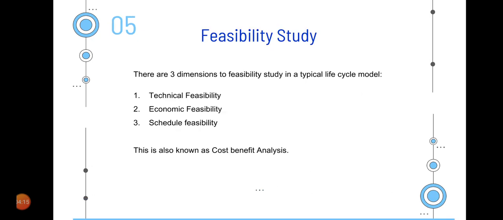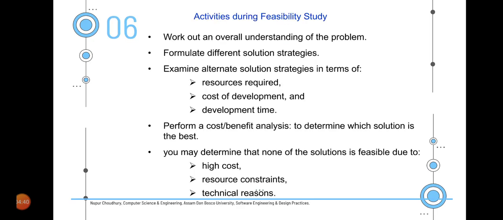To begin with the first phase, which is the feasibility study phase, it is classified into three major dimensions. The first is the technical feasibility, the second is the economic feasibility, and the third is the schedule feasibility. We also do a cost benefit analysis related to the entire project during the feasibility study phase itself. Now let's look at exactly how this feasibility study can be carried out.